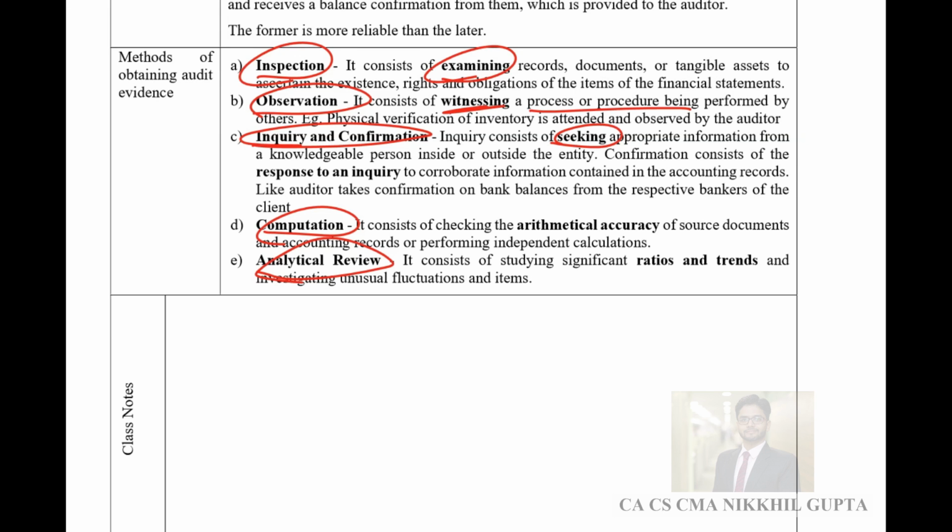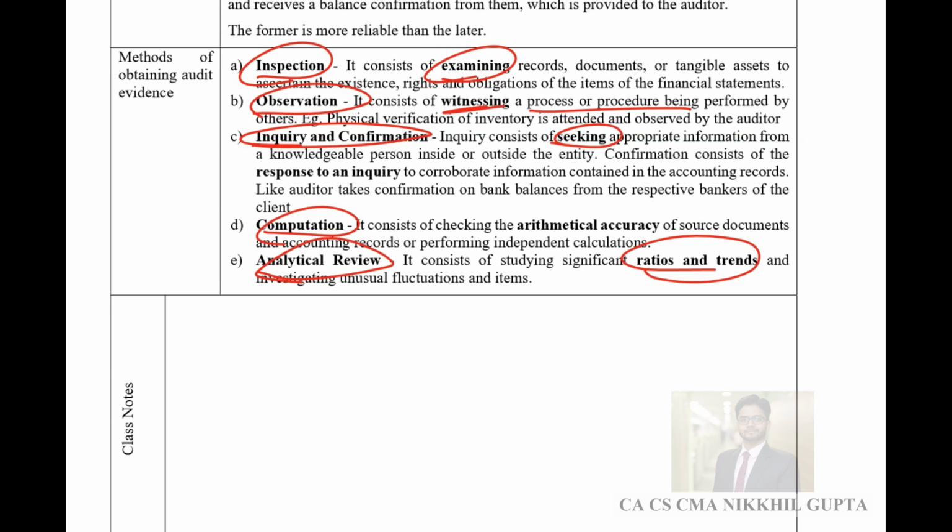Then last is analytical review. This is a specialized kind of method which is used by the auditor to obtain evidence. This, guys, includes ratios and trends. Some past details are required for this step, and I'll give you an example. The last year's balance sheet and current year's balance sheet will be kept side by side in an Excel sheet. Then the figures will be deducted and the percentage increase or decrease will be analyzed.